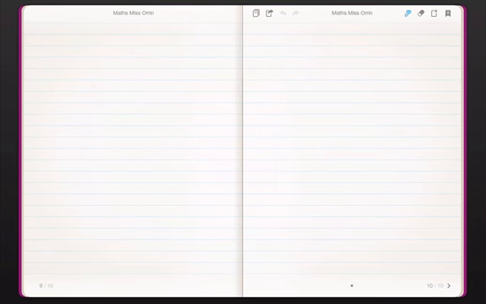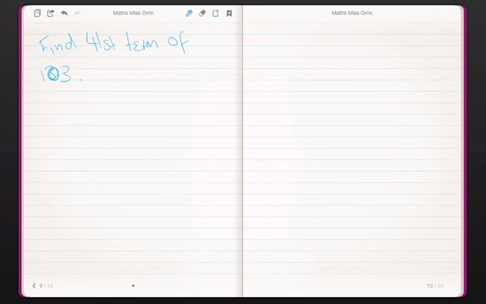Let's have a go at another one. What if we have to find the 41st term of the sequence 103, 96, 89, 82, etc.? a is 103 because it's the first term. n is 41 because we have to find the 41st term. d is the difference between each one. What's the difference? Well, it's 7.